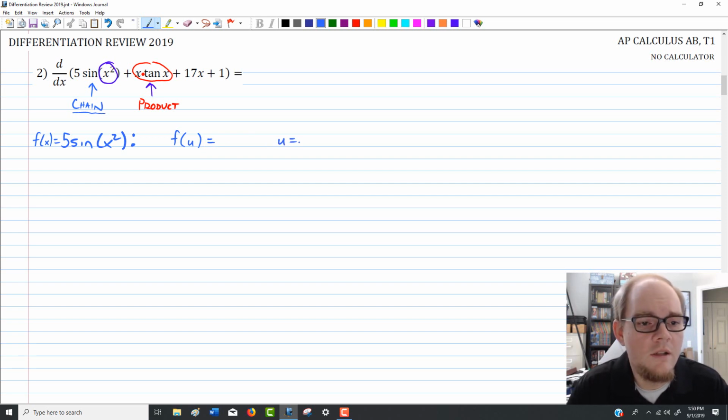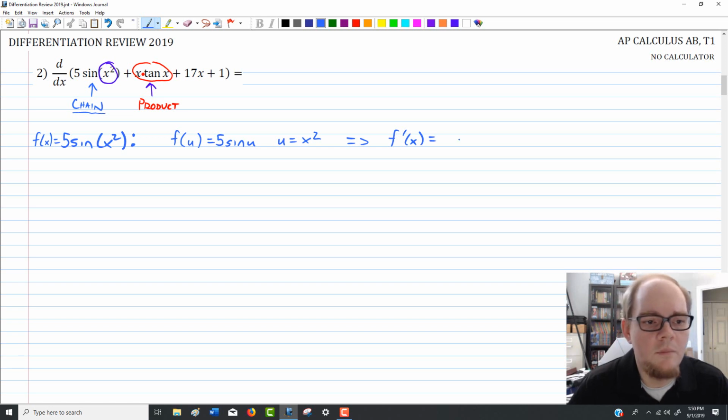Remember, our strategy here is to choose u such that it's on the inside and that the resulting derivative on the outside is differentiable by us. We know the derivative rule. So in here I think it's pretty clear that the u we're going to choose is x squared, and what we're left with then is 5 sine of u. From there, if we want the derivative, we're going to have to multiply those two things together. So that'll be 5 sine of u times, in order to get there we need to compute the derivative of each term.